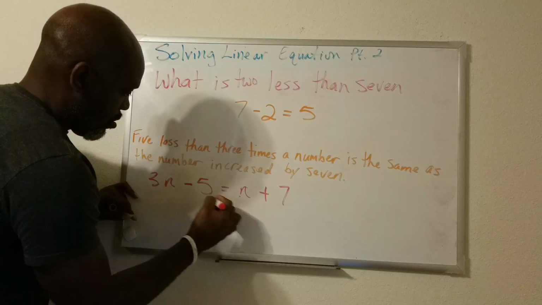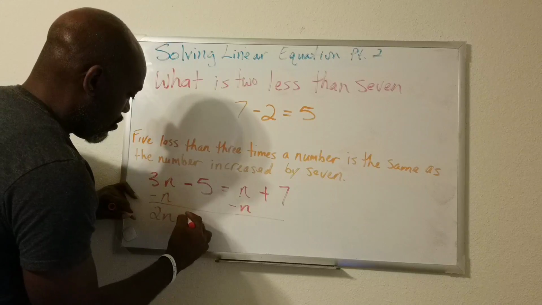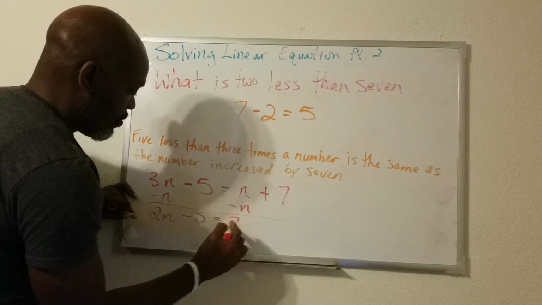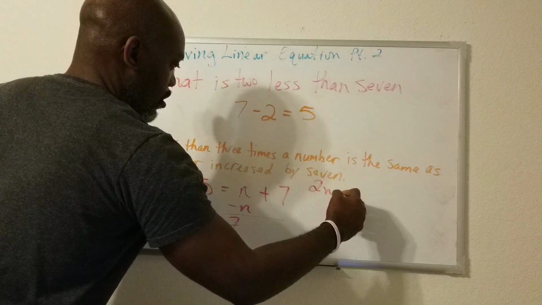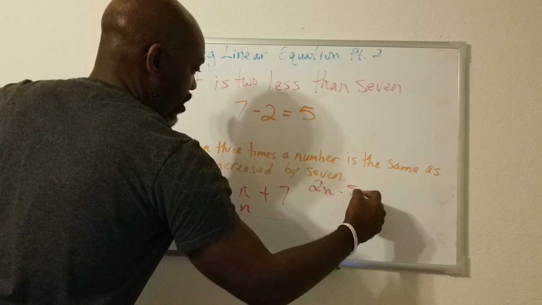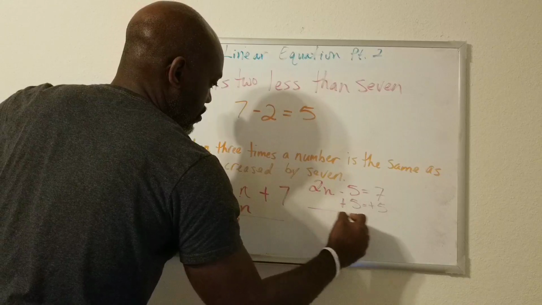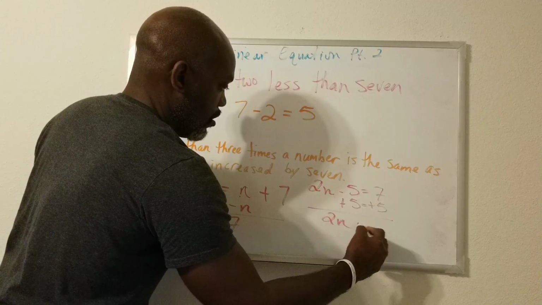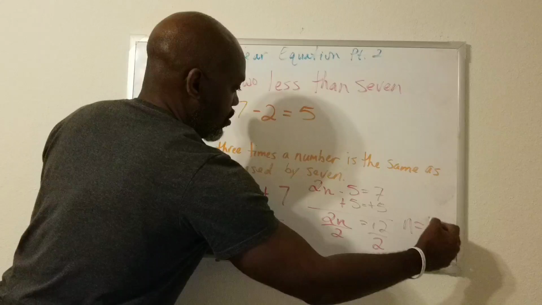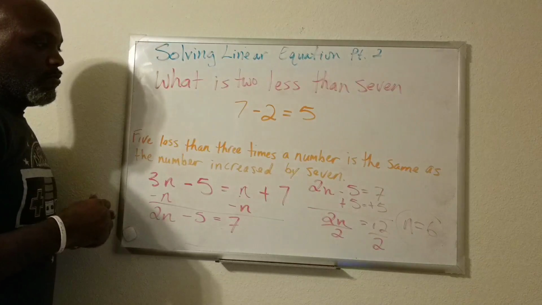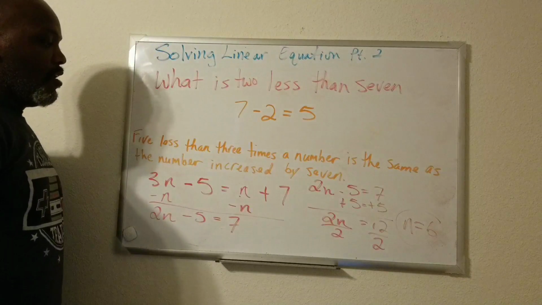We can start either place, but I'm going to subtract n from both sides. I get 2n minus 5 equals 7. Okay? So I'm going to rewrite it over here. 2n minus 5 equals 7. I'm going to add 5 to both sides. That's 2n equals 12. We divide both sides by 2. n equals 6. All right. Voila. And of course, you can always check it.